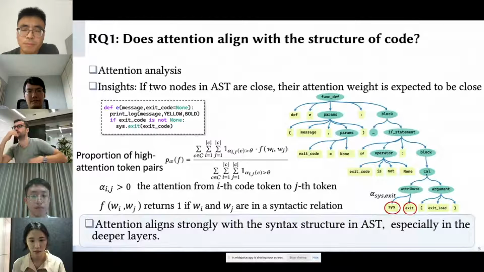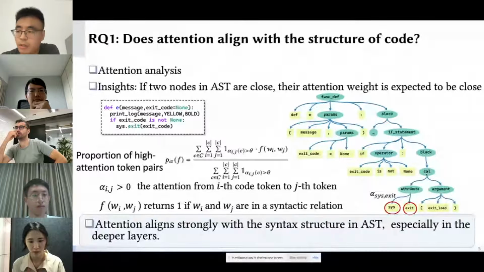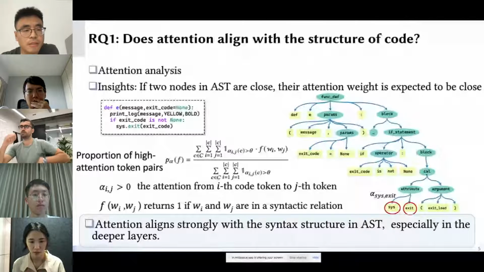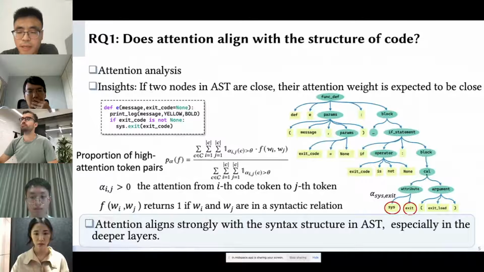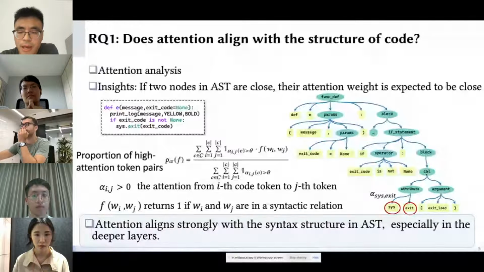You know that pre-trained language models are always composed of a series of transformer layers, which are based on the self-attention mechanism. In this research question, our key insight is that if two nodes in the AST are close, their attention is expected to be close. For example, given the code and this AST, we can see that the leaf nodes sys and exit are very close since they share one parent. So we think that the attention between them should be high.